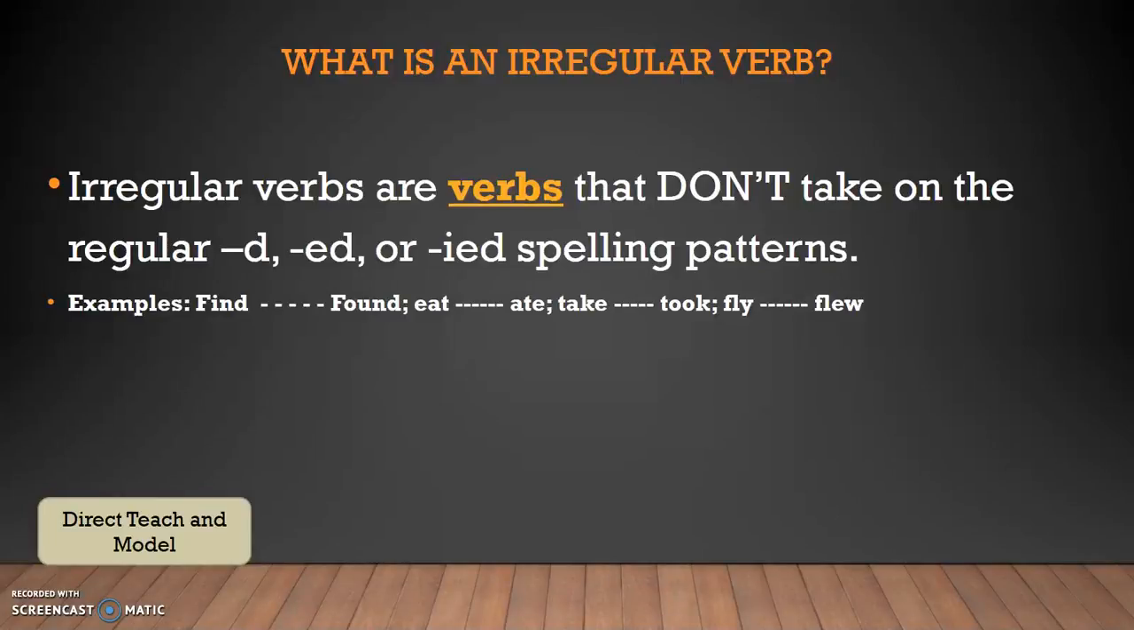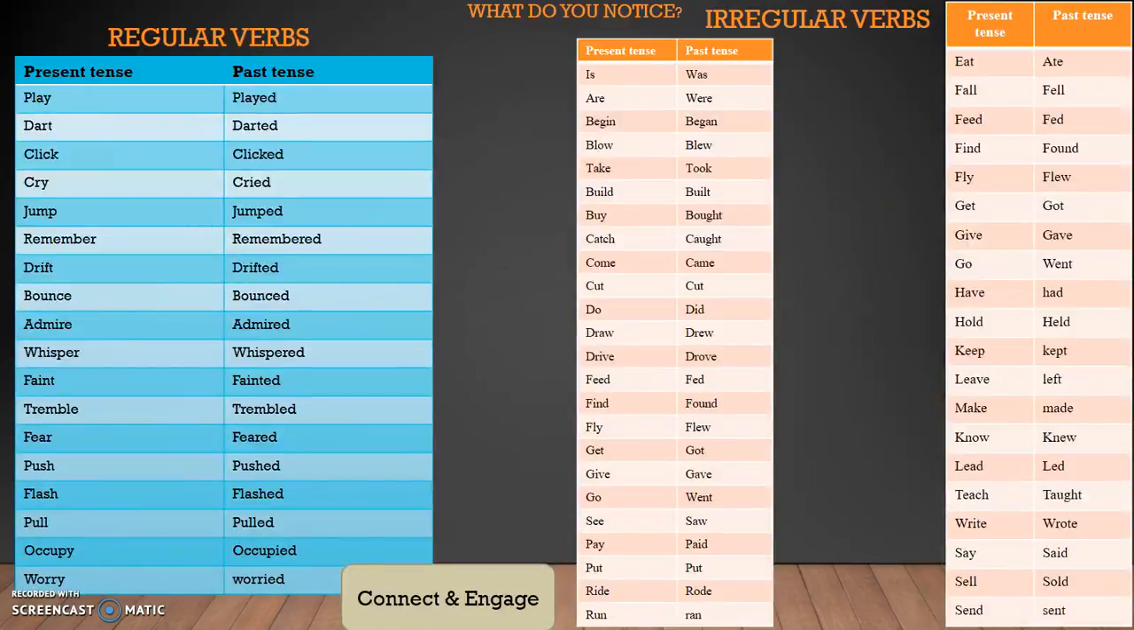I'm ready to teach. Are you ready to learn? Good. If you reminded your neighbor that irregular verbs do not take on a regular add-d or ed or ied spelling patterns, you were right. If you told them that it changes the way that the word is spelled altogether, you are right. Such as take becomes took, or blow becomes blew, or get becomes got. You are exactly right.